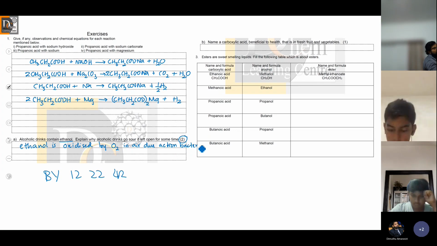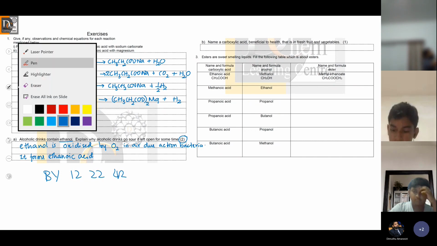Bacteria. But that is still only one mark. Why is it sour in taste? Because it forms a carboxylic acid. If you say it becomes acidic, why does it become acidic? You say an acid is formed. It forms ethanoic acid.